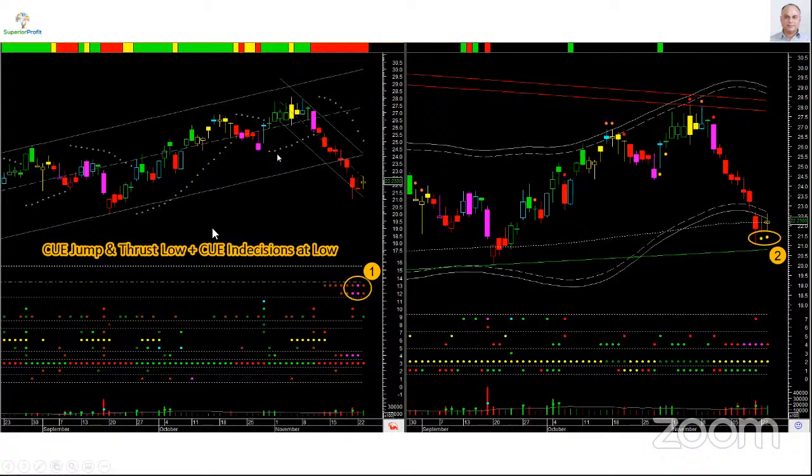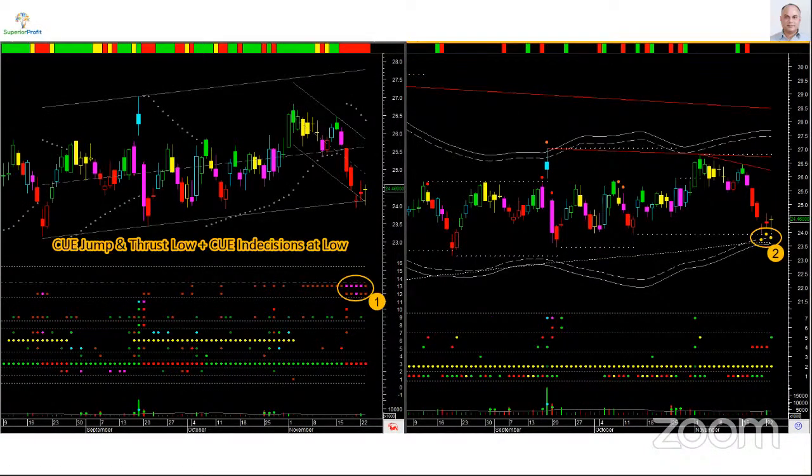More patterns using combo scans. This is extension category, jump and thrust low. Oh, this one I already covered. Okay. Next.